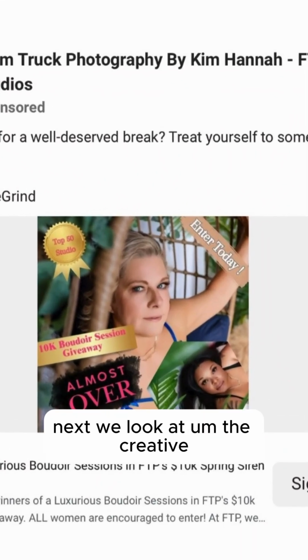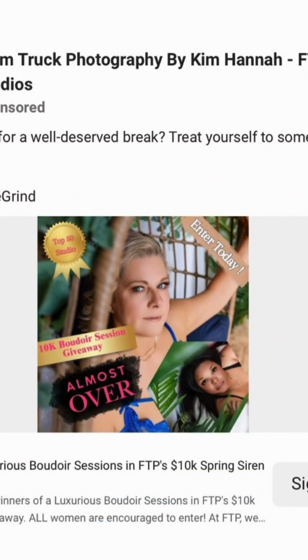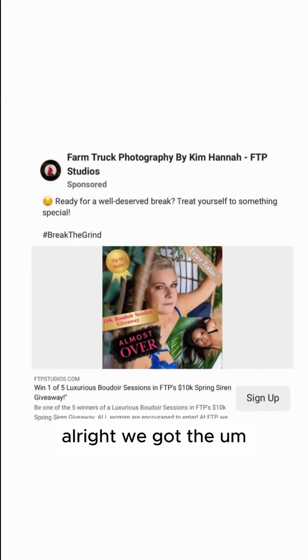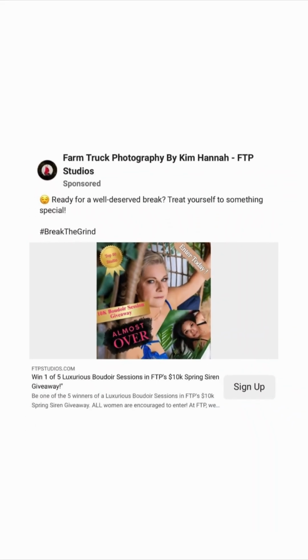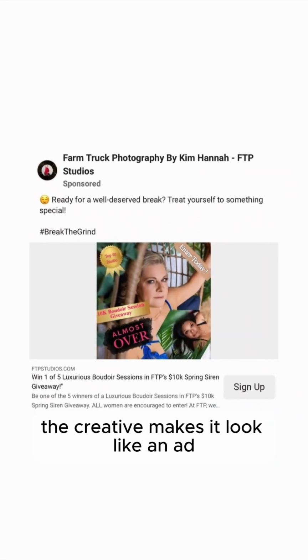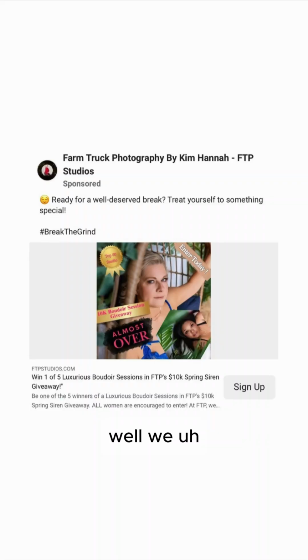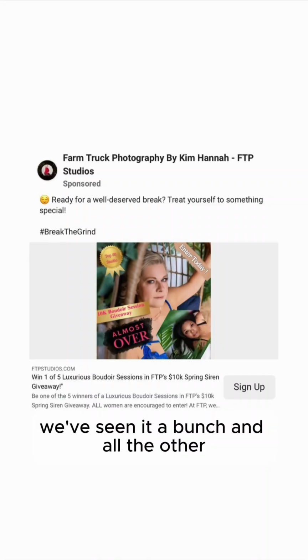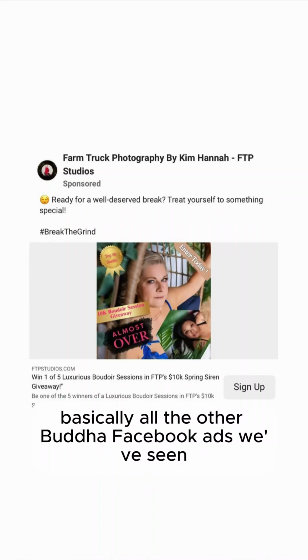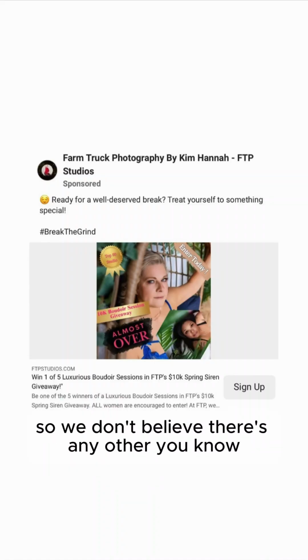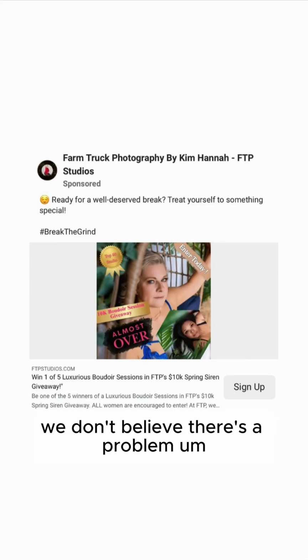Next, we look at the creative. Yeah, it looks like an ad mistake here in the photo. The creative makes it look like an ad. The false belief that caused us to make this mistake is, well, we've seen it a bunch, and basically all the other Boudoir Facebook ads we've seen. So we don't believe there's a problem.